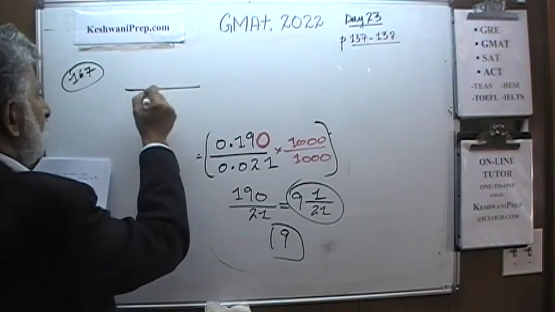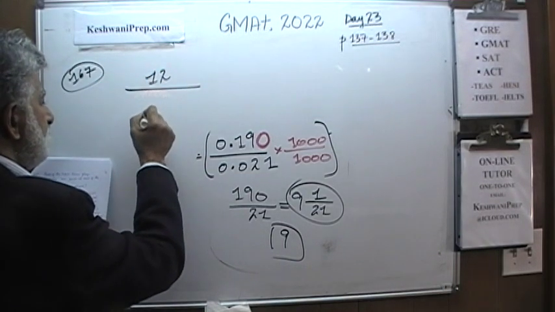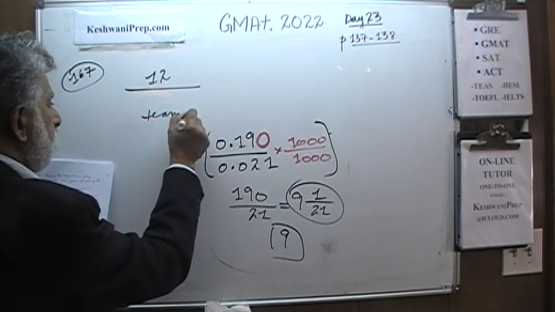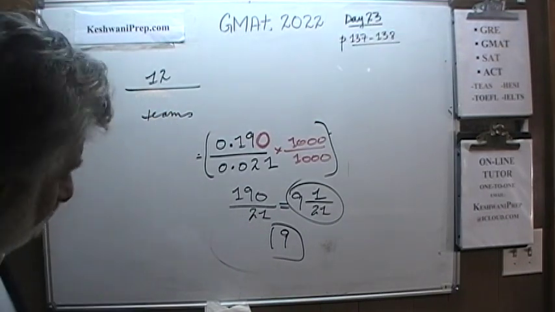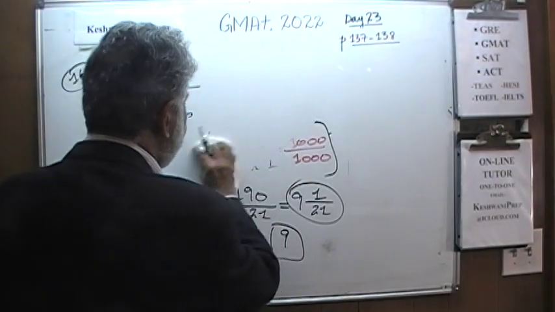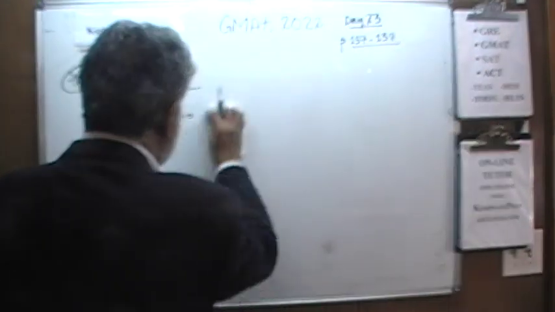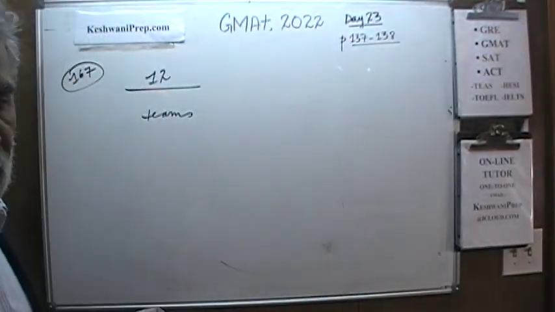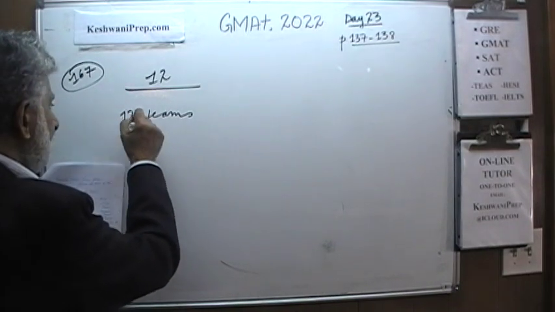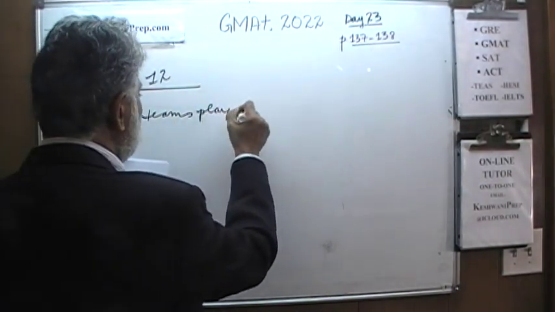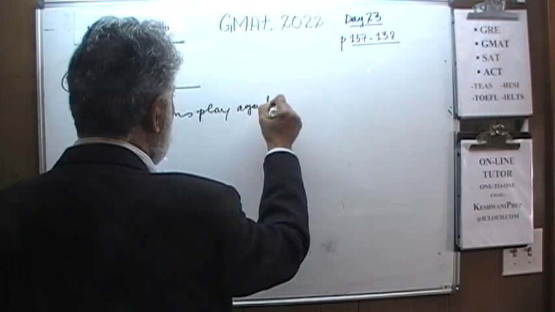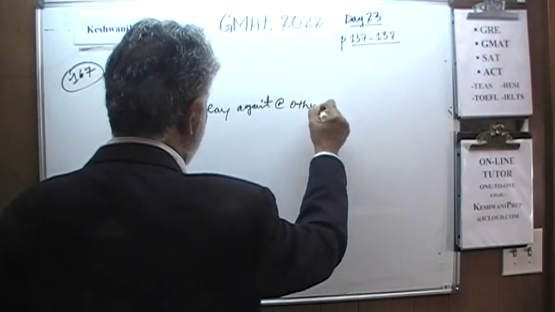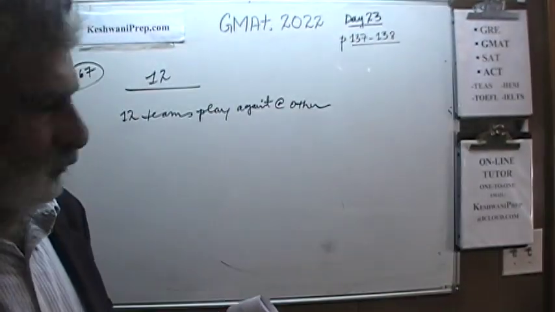In 167, we are told that we have 12 teams. I'm not going to write everything on the blackboard. We have 12 teams and we are told that they're going to play against each other, only once. The question is, how many games are possible?